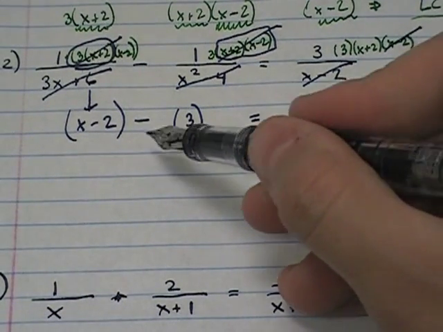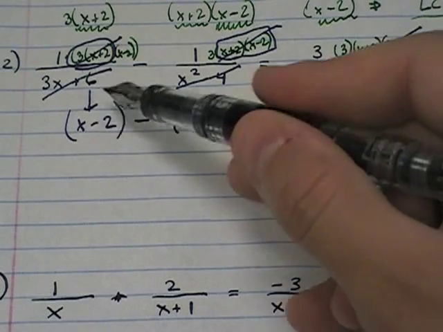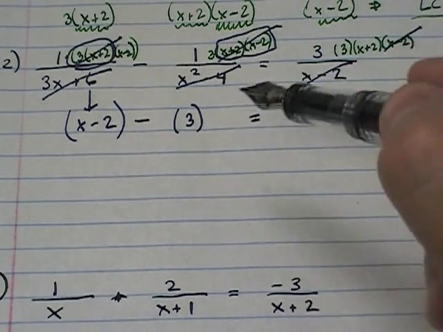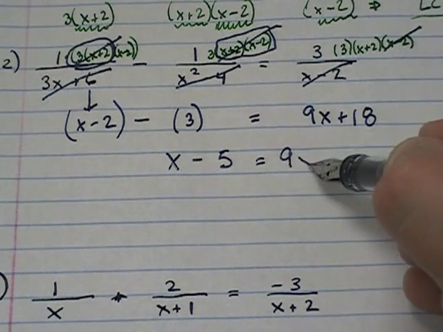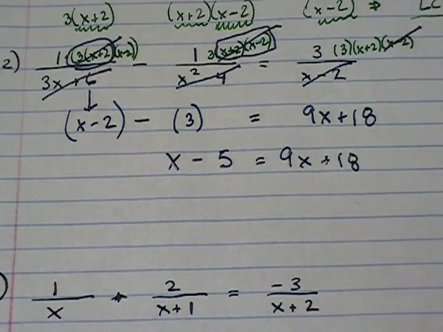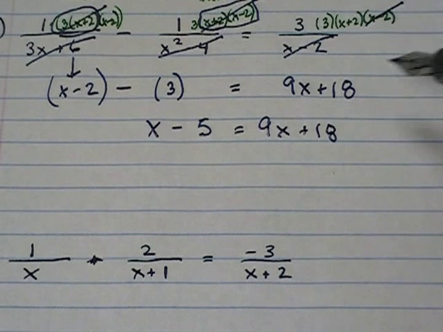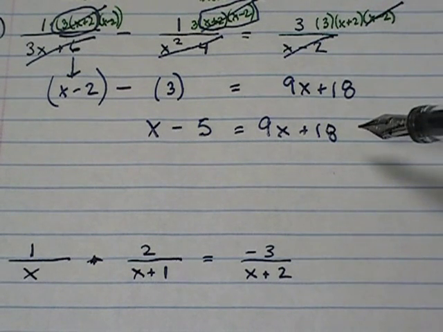So I'm going to write that a little differently. Can I combine like terms here? I've got minus 2 and minus 3, and minus 2 minus 3 is minus 5. So I get x minus 5 equals 9x plus 18. And boy, that's a pretty easy equation to solve compared to what I was given.